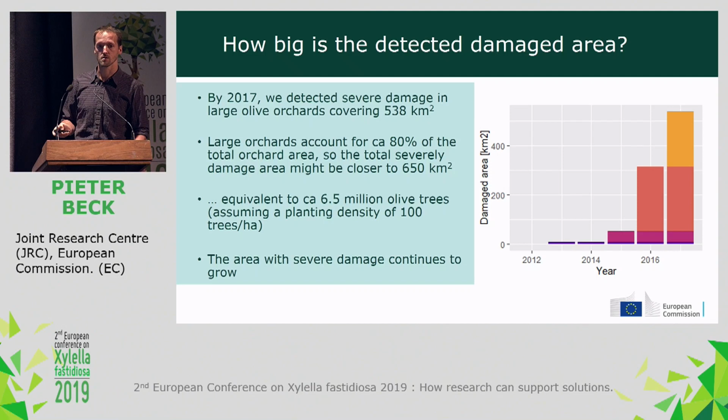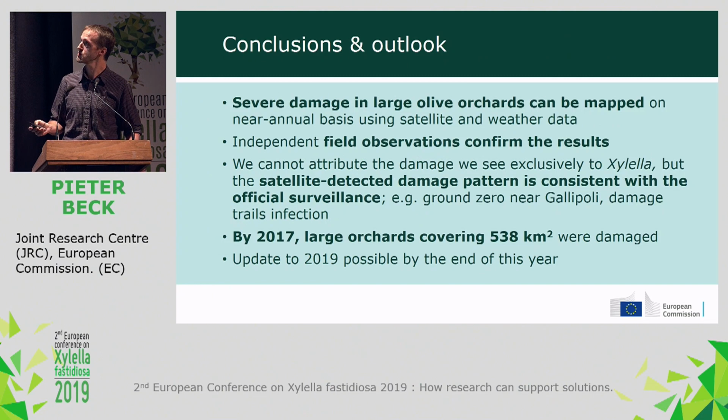So with a minute left to wrap things up, we can map severe damage in large olive orchards using satellite data supported by weather data. Our results are confirmed by field observations from the regional monitoring and the plant pathologist, which is completely independent and not used in the training or development of the method. The pattern we see is consistent with the official surveillance data. We have the ground zero near Gallipoli, damage trails infection, and the spatial pattern is consistent. By 2017, we estimate that in large olive orchards, 438 square kilometers had been damaged.